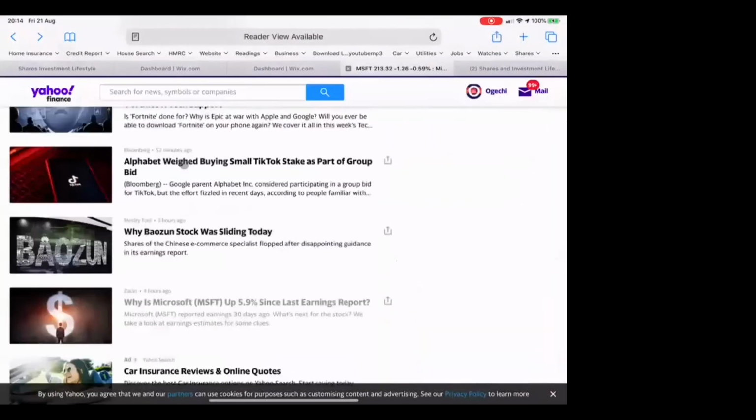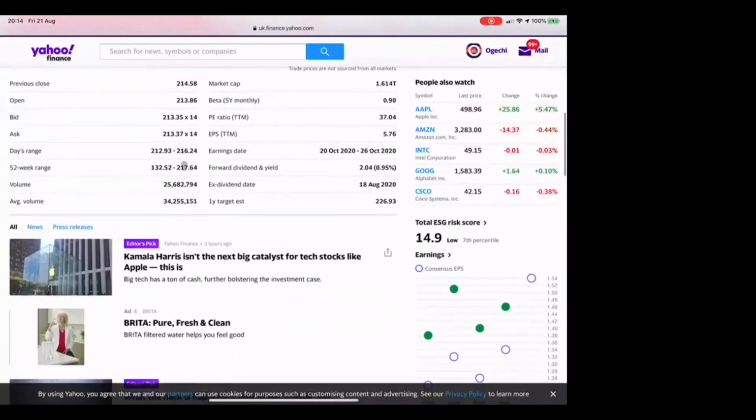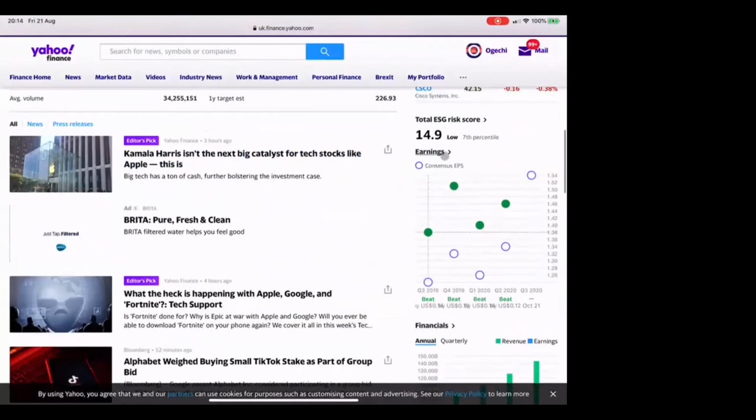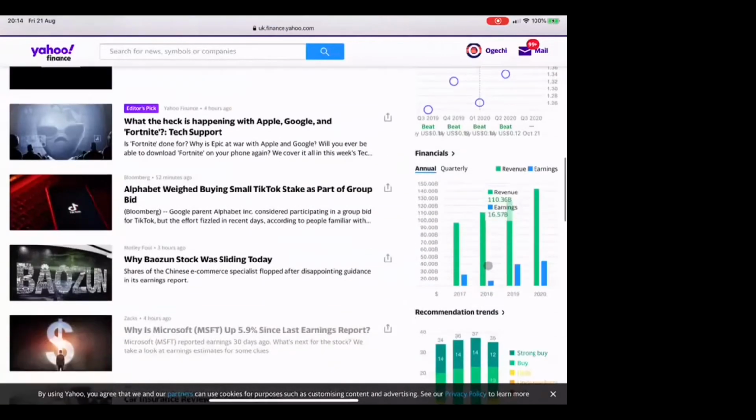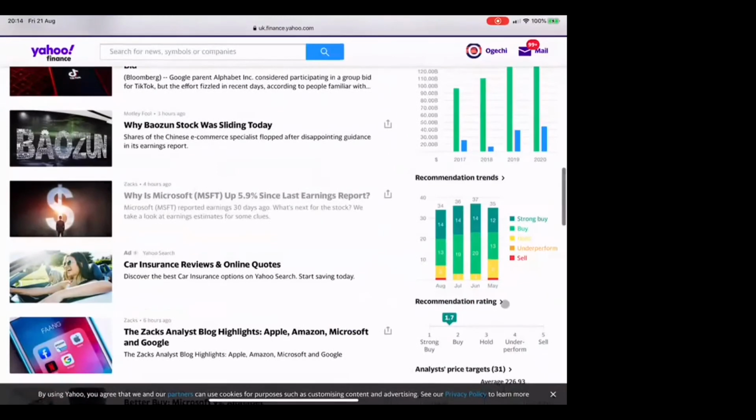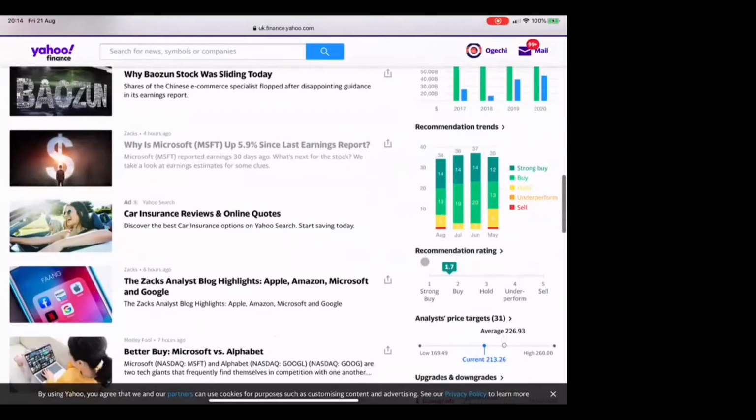Back again. You also want to see some of the earnings per call. You want to see the earnings estimates as well. You want to see trends, what analysts are saying about the company. As you can see, your strong buy is still high in August, which is really good. You can see the recommendation rating as well is high, which is 1.7, which is a strong buy. So I bought Microsoft at $199, $201, and it's up to $213.